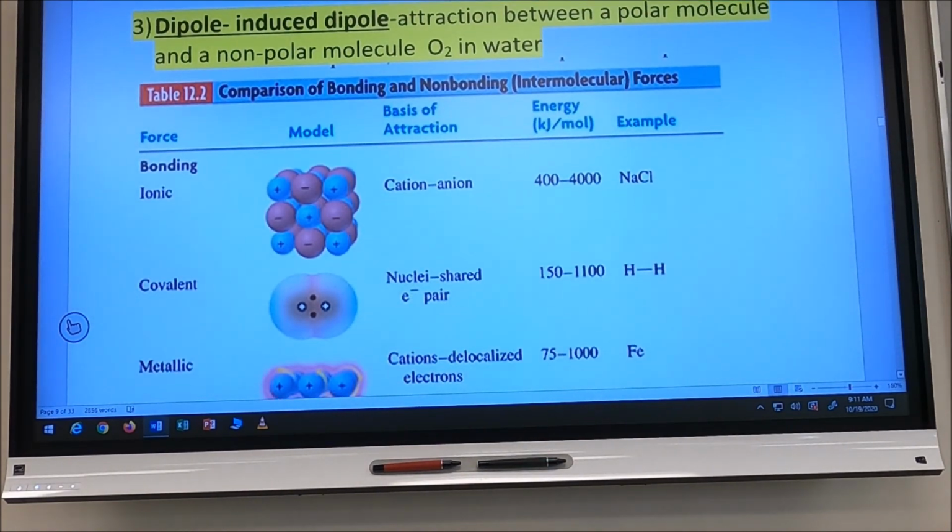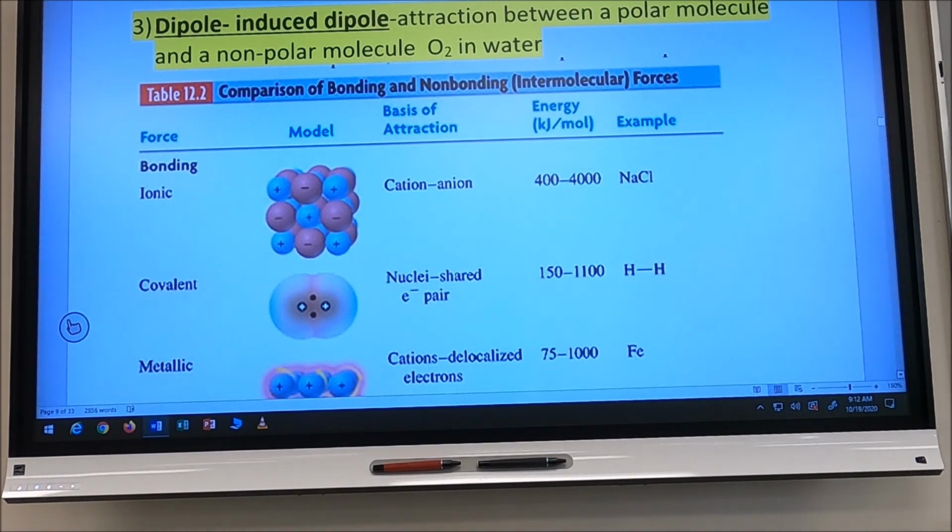Now, our third one is our dipole-induced dipole attraction. It's an attraction between a polar molecule and a nonpolar molecule. This is the interaction that's at play for oxygen to dissolve in water, nitrogen to dissolve in water, carbon dioxide to dissolve in water. I like that one because it makes soda fizzy. But those are the types of interactions that we see in a dipole-induced dipole. So it's an interaction between a polar molecule and a nonpolar molecule.